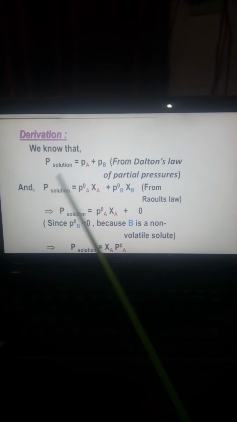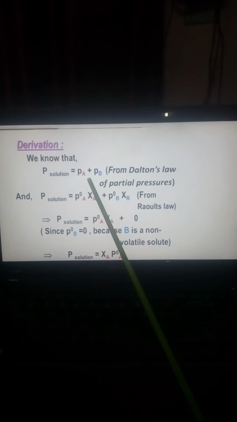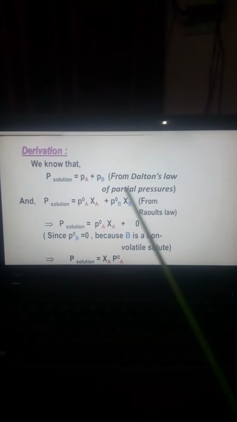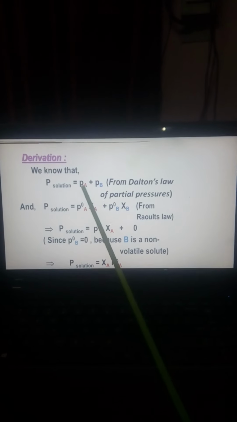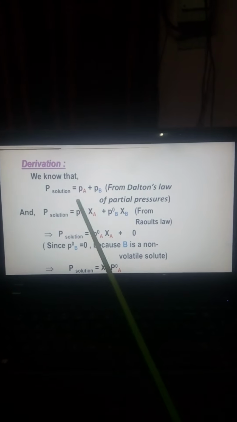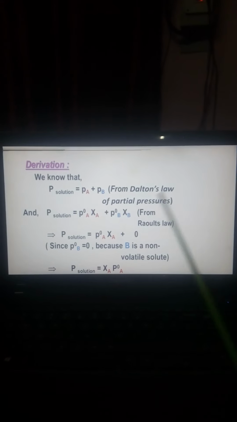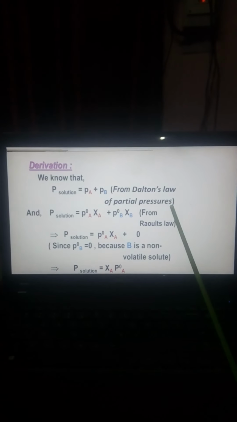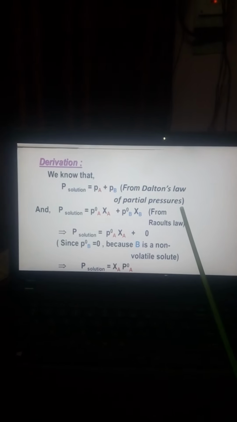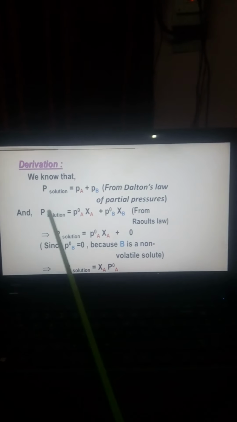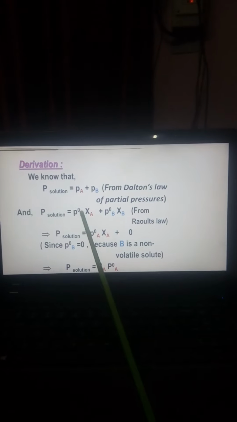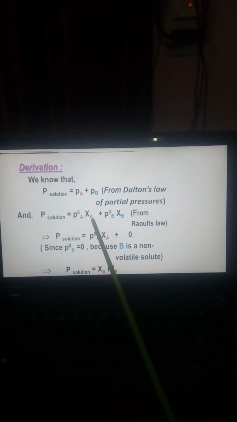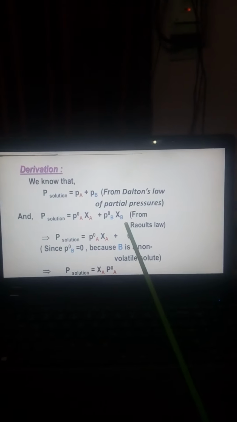You see here, we know that P solution, the total pressure of the solution, is equal to the sum of the partial pressures of A and B. That is from Dalton's law of partial pressure, which you have already covered in class 11, you recall it. And P solution will be equal to PA naught into XA plus PB naught into XB, from Raoult's law.